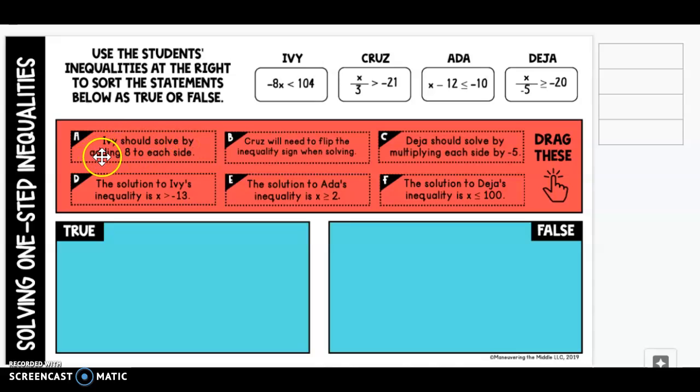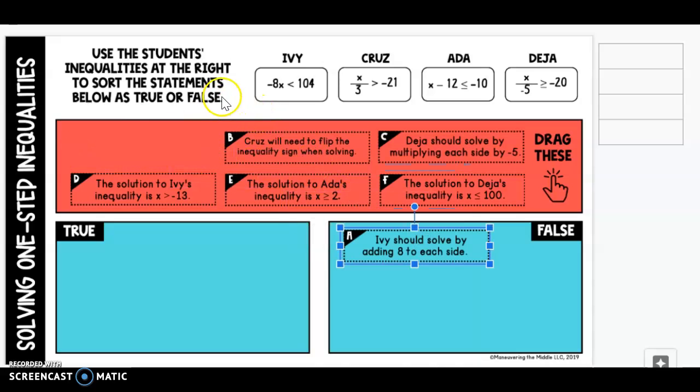Ivy should solve by adding 8 to each side. Sorry, let me read that one more time. Ivy should solve by adding 8 to each side. We look for Ivy. Here she is. Let's read her inequality. -8 times x less than 104. All right, so if we're multiplying on this side, the inverse operation is division. So adding has nothing to do with Ivy or what Ivy should be doing to solve her inequality.